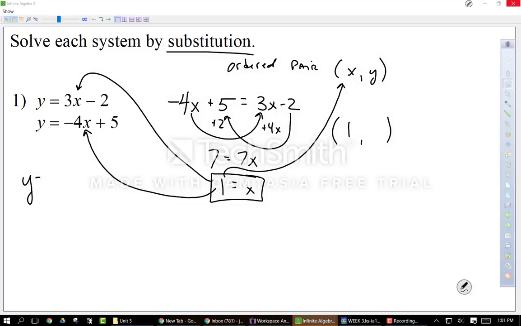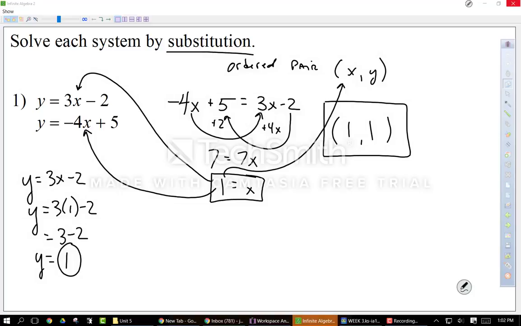So if I know y is equal to 3x minus 2, but I know that x is actually 1, I can multiply and subtract to get y to also be 1. So since y is 1, my answer is 1 comma 1. That is the point at which those two lines, this one and this one, touch each other on the coordinate plane. If we were to graph them, that's what it would mean graphically. Okay, that's what it means. It's where those two lines touch.